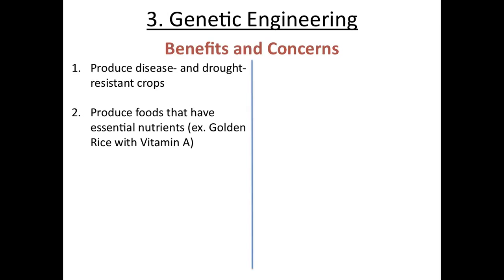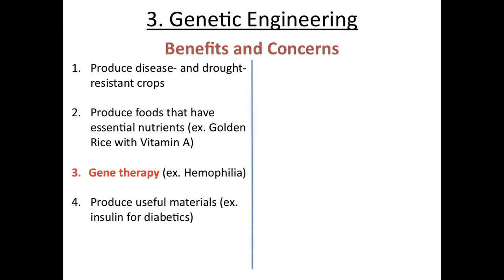We can also use genetic engineering to produce foods that have essential nutrients. So back with the golden rice, that is enhanced with vitamin A, we can send that over to countries where there's a vitamin A deficiency and deliver that vitamin through a normal product like rice. We can use genetic engineering for gene therapy, where we're targeting certain genetic diseases by replacing the faulty genes. And then genetic engineering can also be used to produce useful materials. I mentioned this earlier. Producing insulin for diabetics, for example, was a product of genetic engineering.